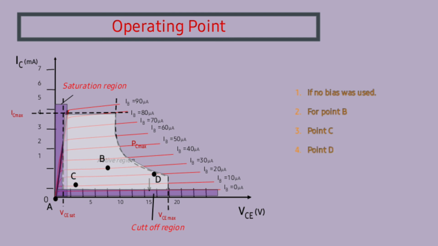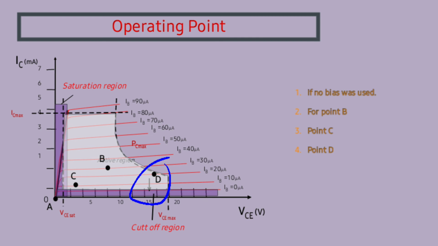Next is point D, which sets the device operating point near the maximum voltage and power level. The output voltage swing in the positive direction is thus limited if the maximum voltage is not to be exceeded.